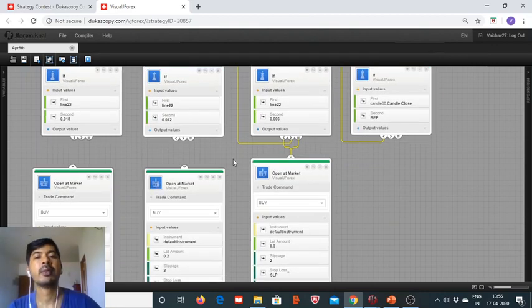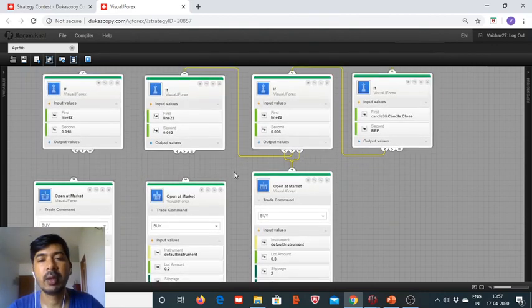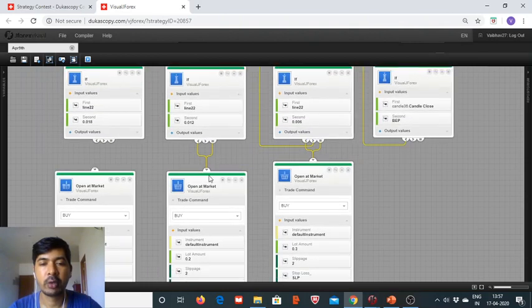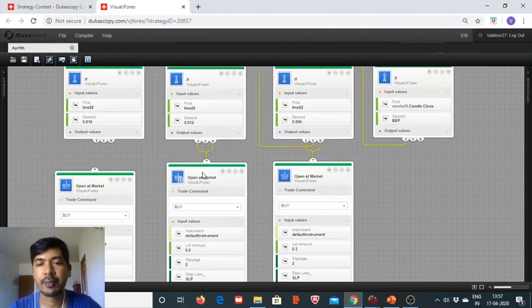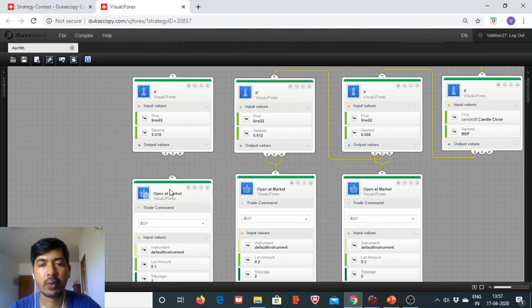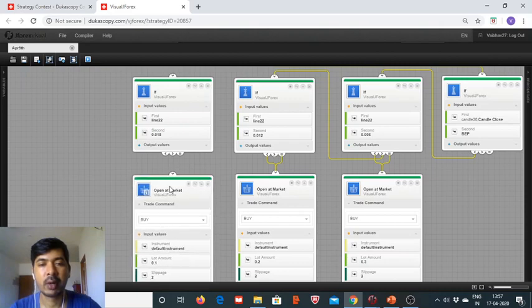If the ATR is more than 60 pips, then we will check whether it is below or equal to 120 pips. If it is, then we will look for the execution with the lot size of 0.2 million. And if it is more than 120 pips, then we will check if it is below or equal to 180 pips, and we will further reduce the lot size.